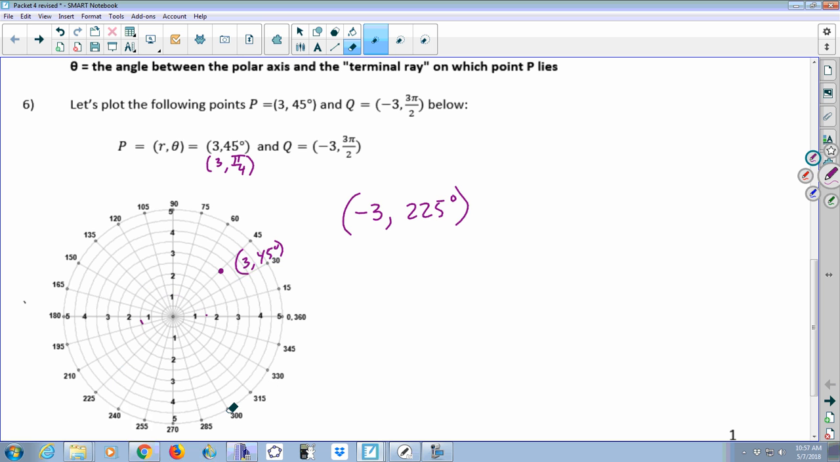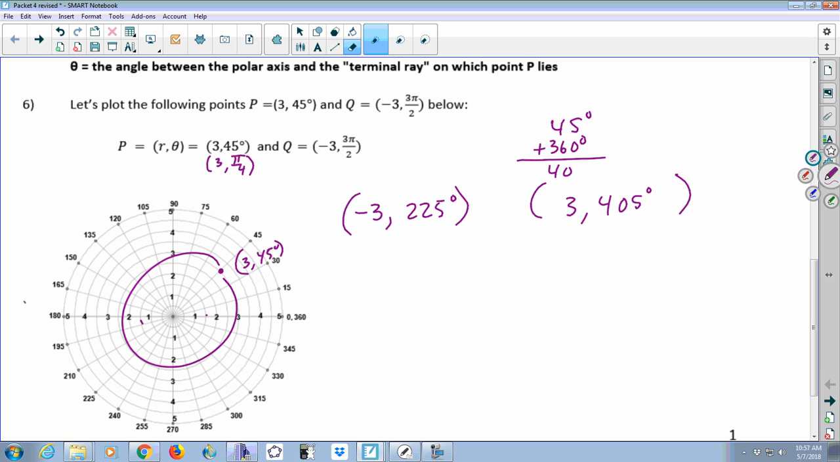How about another point? We only need one other point to name. 3, and then he says 405 with a question mark, because he had that little lit. Do you feel confident about that? All right, that sounds good. So how did he get that? Well, he just went a whole complete cycle around the circle, 360 degrees, right? So if we take 45 degrees and we add 360 degrees to it, 405 degrees.